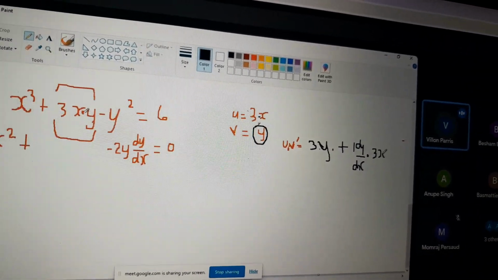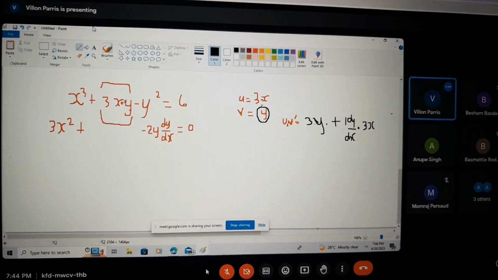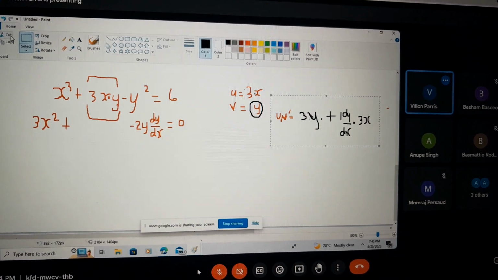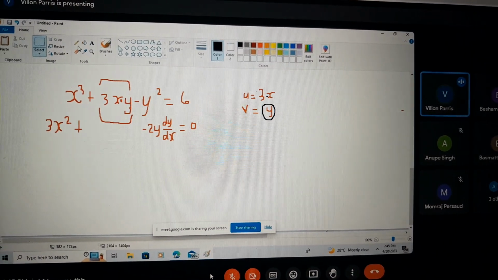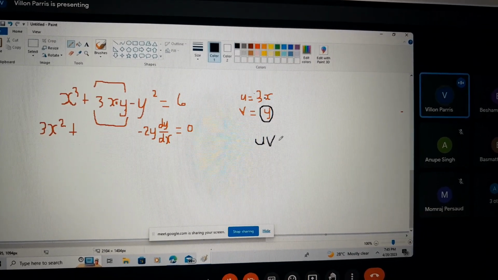Now I'll go over this one more time because basically what we did here is practice the product rule. So the product rule says, u, v.